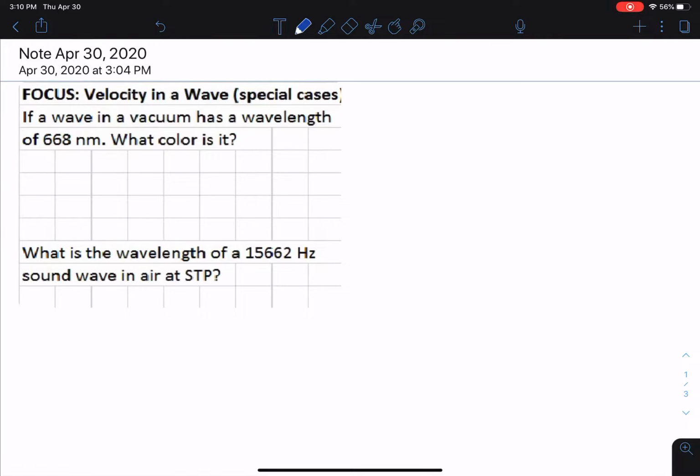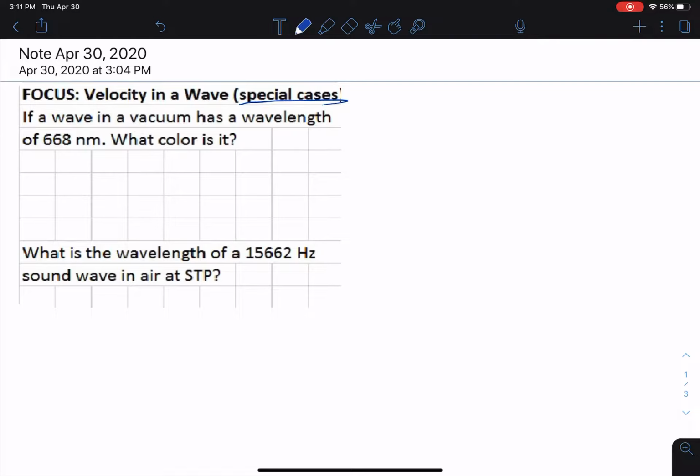Hi, it's Ms. Hochstetter to teach you how to do the frequency, velocity, and wavelength for special cases. When I say special cases, what I mean is we're going to be using some constants from the reference table, things for like sound or the speed of light, because light is also a wave. So we're going to be using some other constants that we haven't used so far. I'm going to show you how to do this.